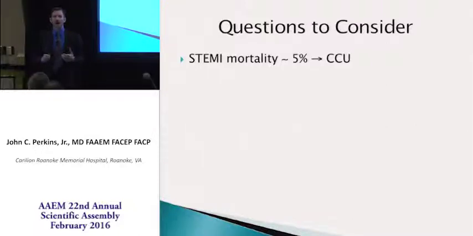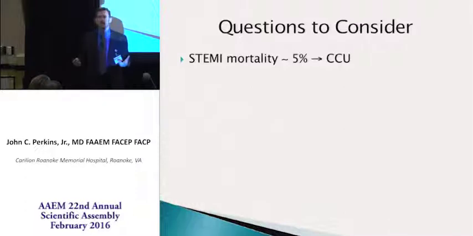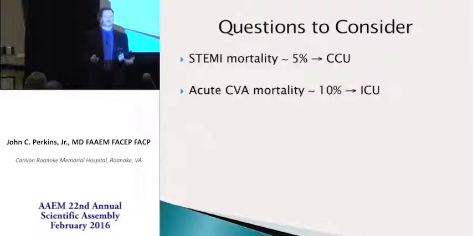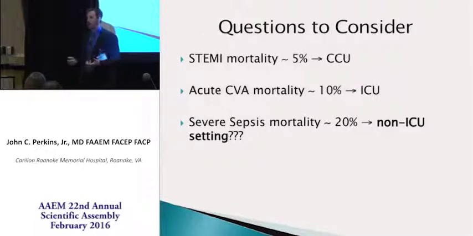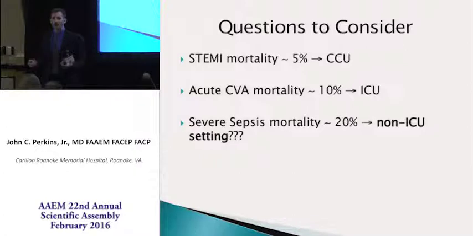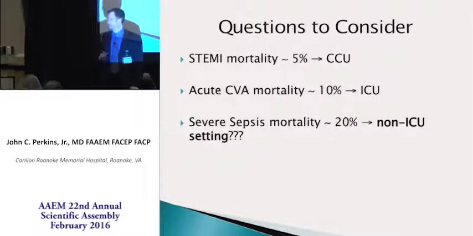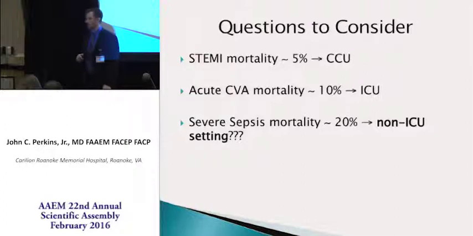So if you think about it, we admit STEMI to the cardiac intensive care unit. Nobody thinks about that, and the mortality is only 5%. We're going to admit a stroke to the neuro ICU. Mortality is 10%. Severe sepsis, if you have 3 to 4 qualifiers, 20% mortality. Why would you admit that patient to a non-ICU setting? It should be for the patients not only who need the ICU, but for the potential to be the sickest patient in the hospital in the next couple of hours.